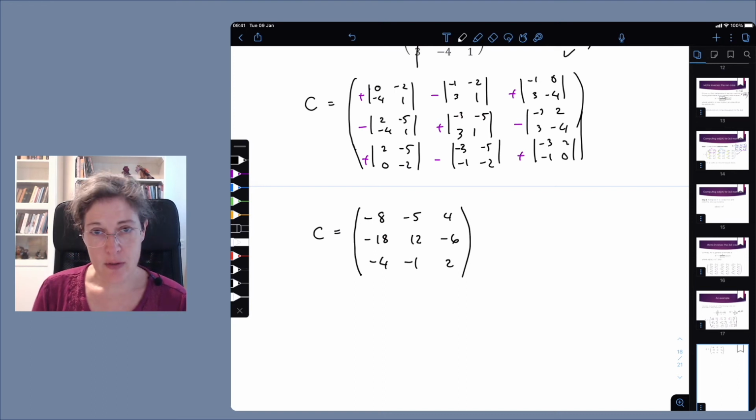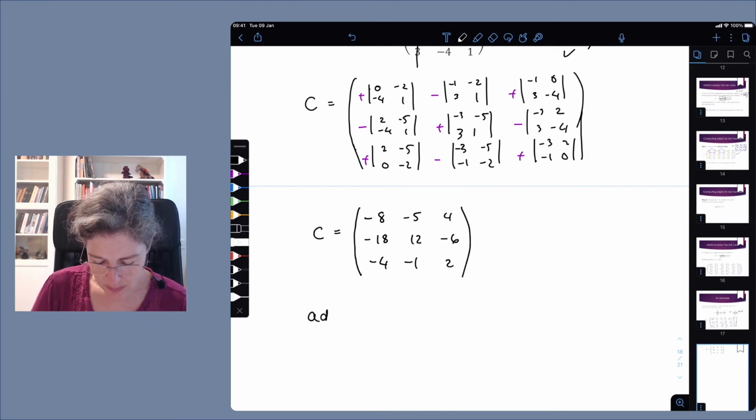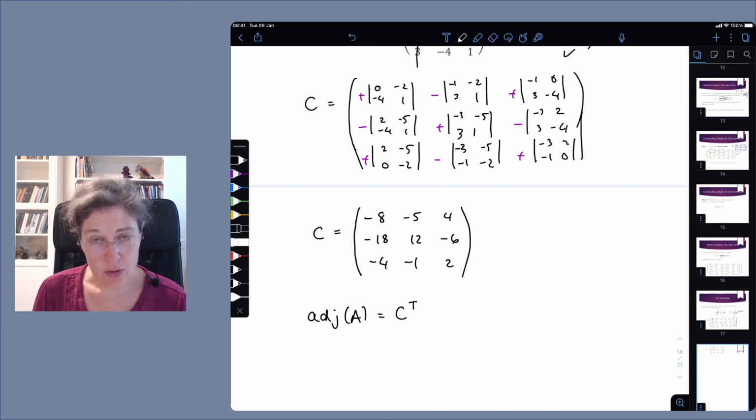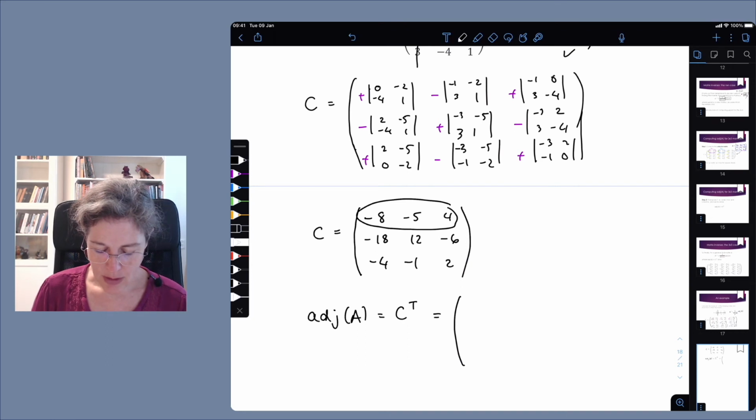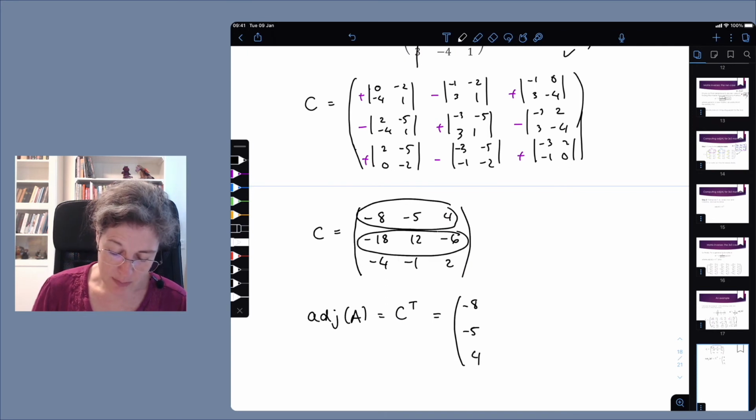And so now we need to find the adjoint, which is the transpose of C, which says every row becomes a column and vice versa. So what does this look like? We take our first row and that becomes our first column. So that's minus 8, minus 5, 4. Now we take our second row and it becomes our second column, minus 18, 12, minus 6. And finally, our last column is minus 4, minus 1, 2.